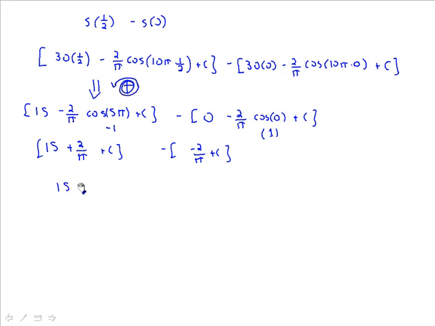Now I'm going to clean up the brackets. So 15 plus 2 over pi plus c plus 2 over pi minus c. The c's go away, which they have to do, and then we get 15. Now 2 over pi plus 2 over pi is 4 over pi. So the answer then is going to be the car has, boy, writing is bad, has gone 15 plus 4 over pi kilometers.